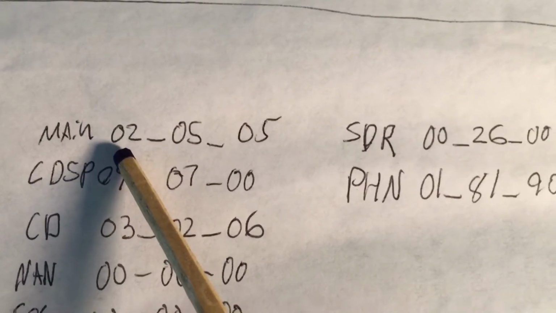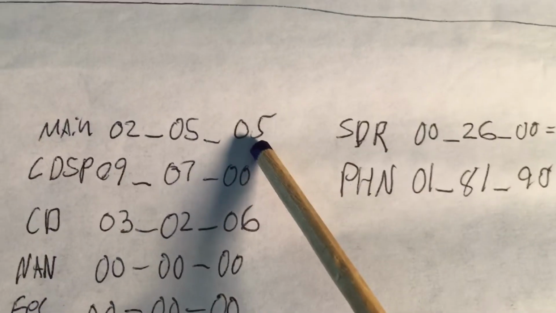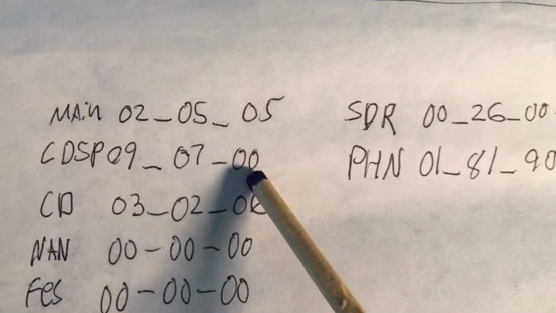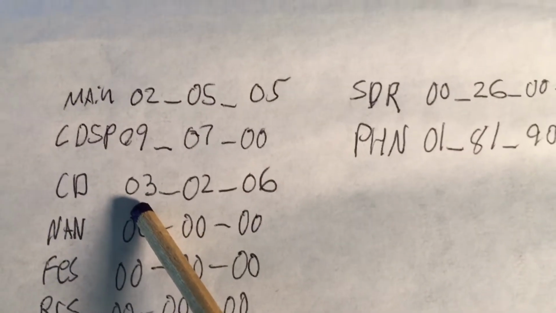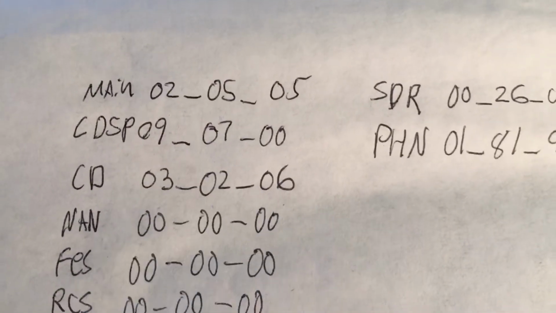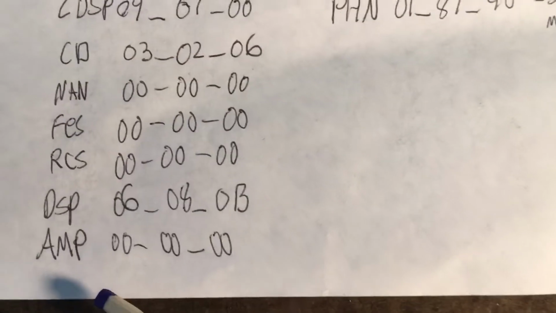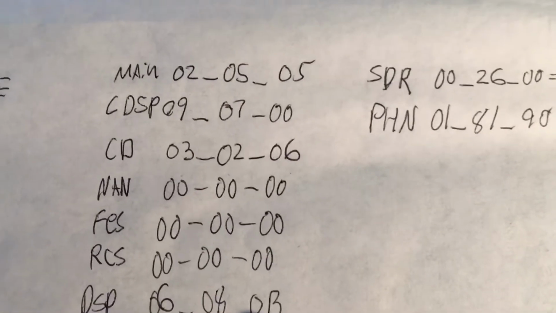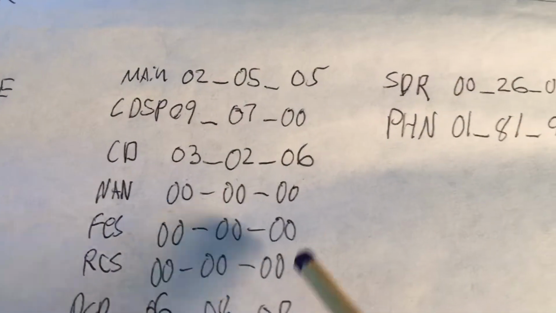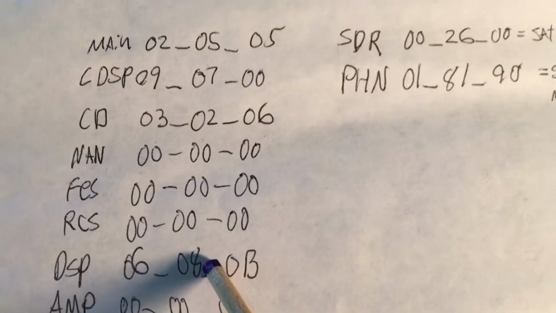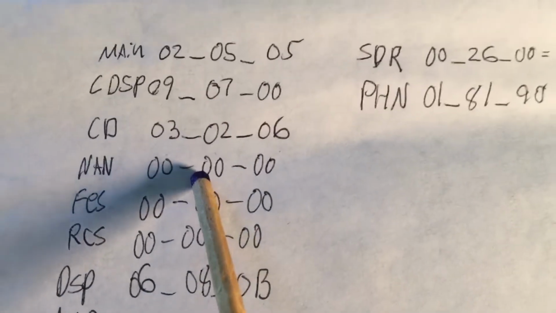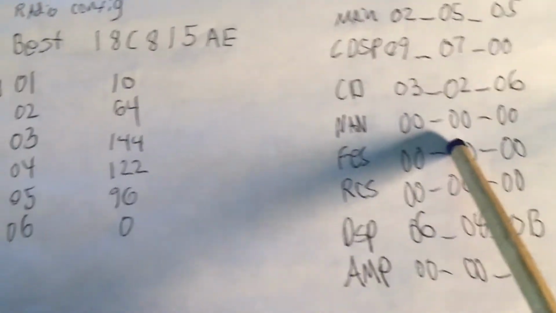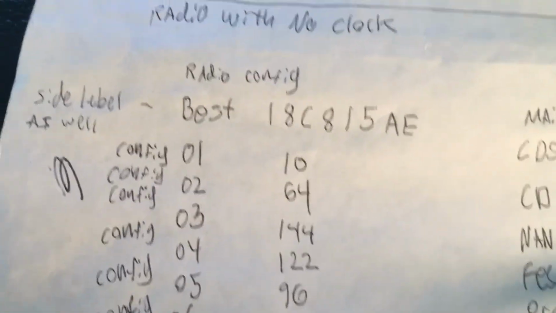it's 2 and then the 05 and the 05, and the CDSP is 090700, the CD is 030206, DSP was 06080B. I'm assuming that if your versions equal this in your diagnostics, then you should be okay to put that code in there. It should give you a clock.